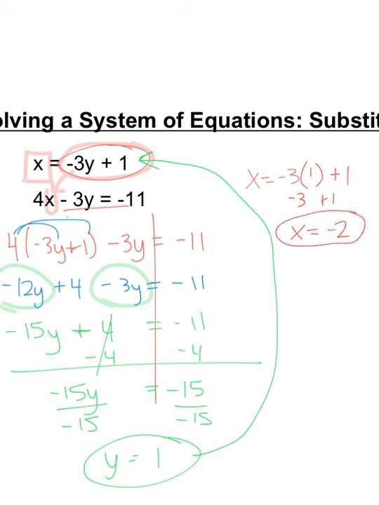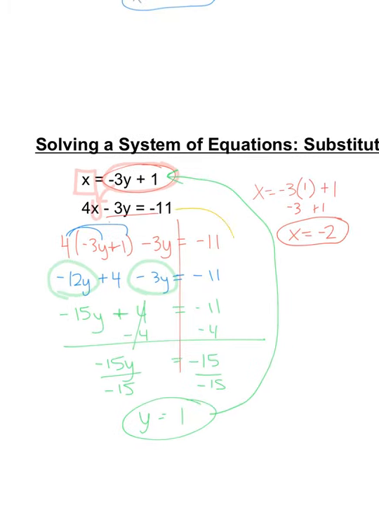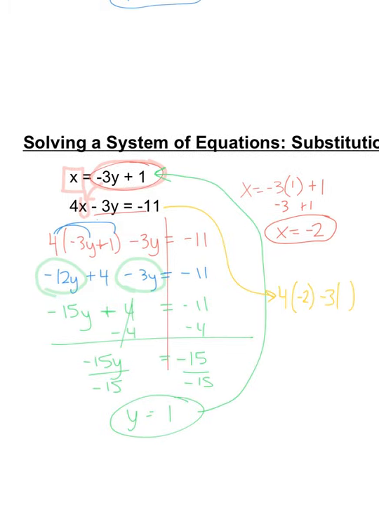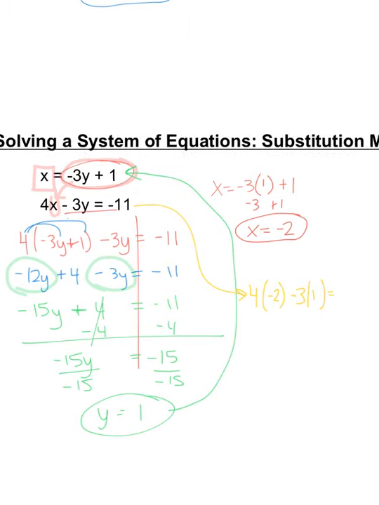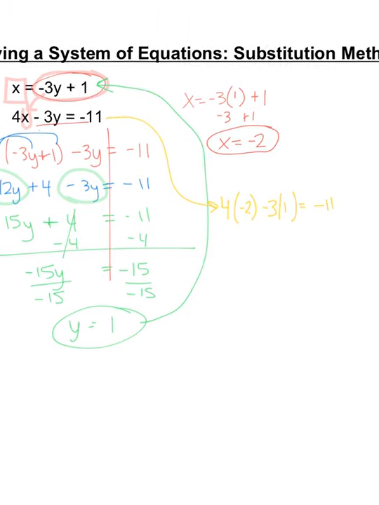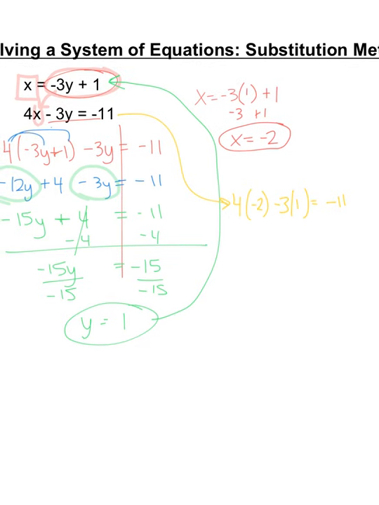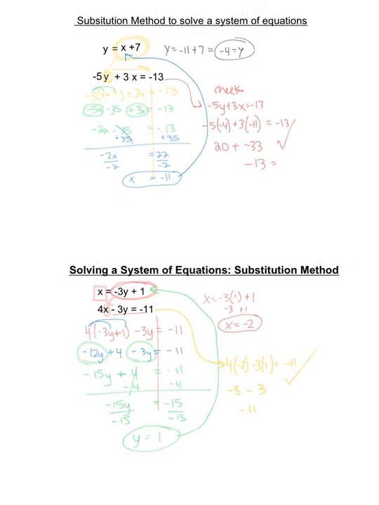And now that I have both an answer for x and y, I'm pretty confident that I'm finished, so I'm going to go check my work. I'm going to take this last equation that's a little bit more complicated, 4x, plug in our x number of negative 2, minus 3y, substitute our y answer of 1, and check, does that equal negative 11? 4 times negative 2 is negative 8, minus 3 times 1 is 3, negative 8 minus 3 more is negative 11, which checks with our answer on the side. So this is the substitution strategy.